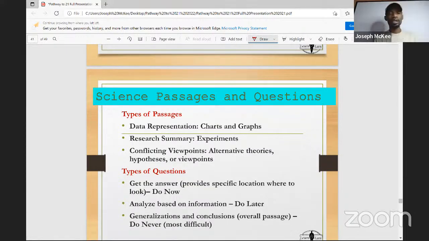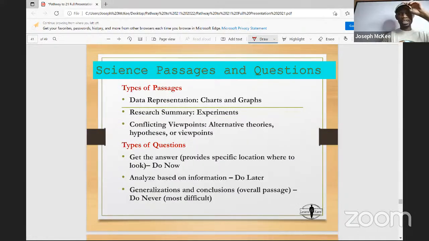So what types of passages are on the science test? Well, there are 3 types. Data representation, those are your charts and graphs. Research summary, you got a couple of experiments. And then you got conflicting viewpoints, where you may have two scientists, and they've got 2 different ways of thinking, 2 different hypotheses, 2 different theories.